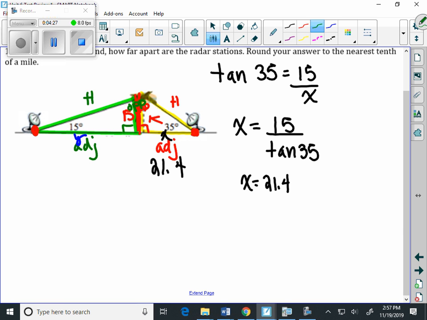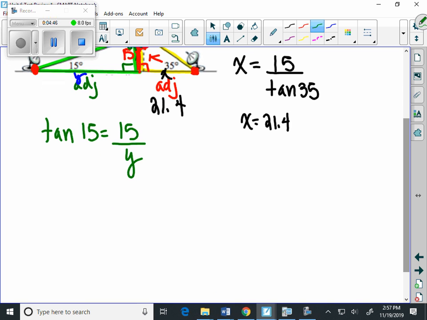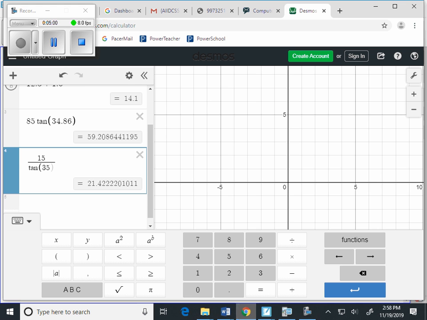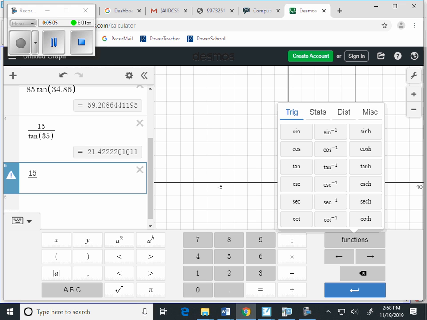And when we set it up, we know the opposite. We want to find the adjacent. And the function that relates opposite and adjacent is still tangent. So this one's tangent of 15 equals 15 divided by y. And in order to solve for y, we're going to switch places with the tangent of 15 and y. So it's going to become y equals 15 divided by the tangent of 15. And we'll go back over to decimals and type that in. So it's going to be 15 divided by tangent of 15.